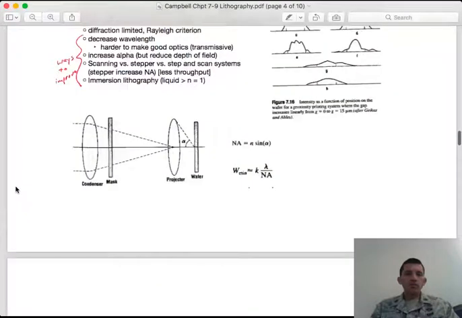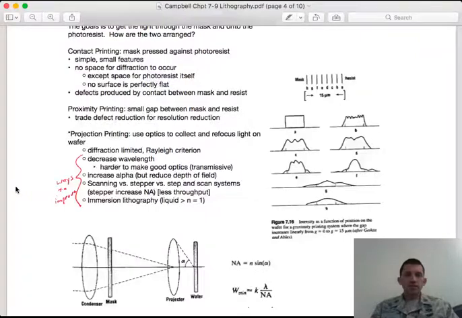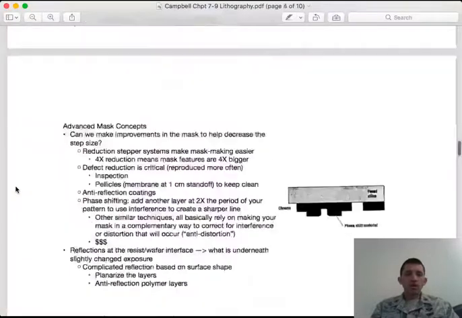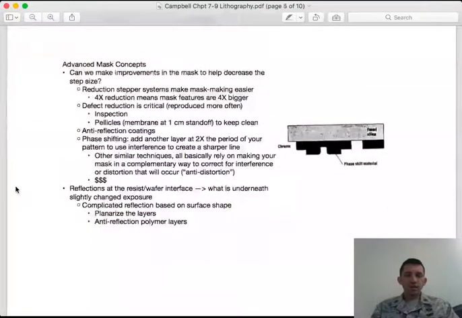And so the main trick to increase the resolution is to decrease the wavelength. But there are some advanced concepts that Campbell mentions that we can use to make further improvements, and many of them are focused on making improvements to the mask.